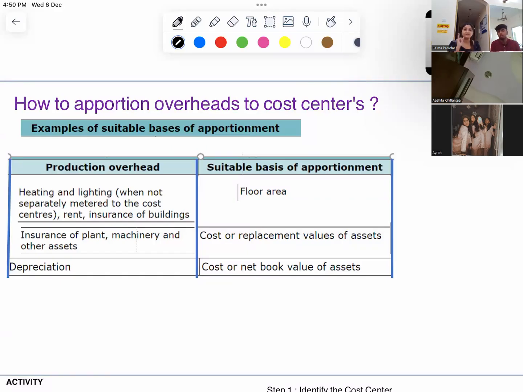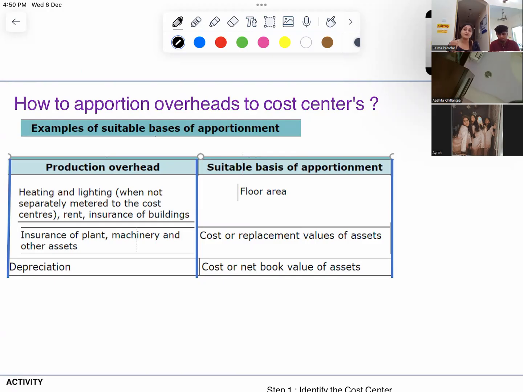If it's heating, lighting, rent, insurance of building, it will be floor area. If it is insurance of plant, machinery, or any asset, it will be the net book value of the asset. If it is depreciation of an asset, also the net book value or the cost.